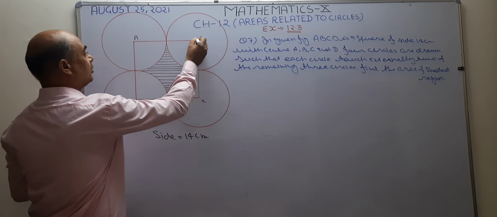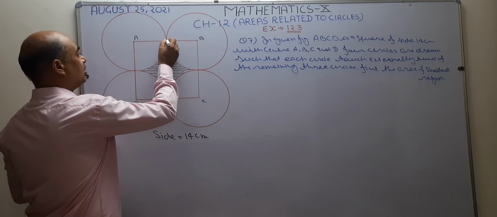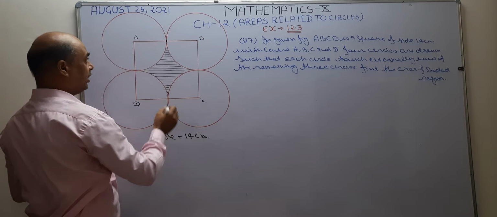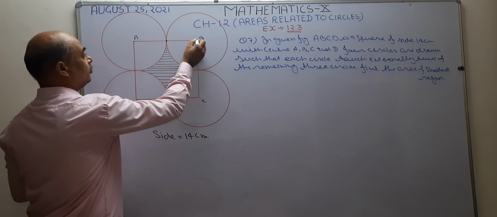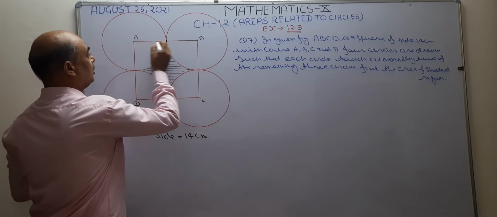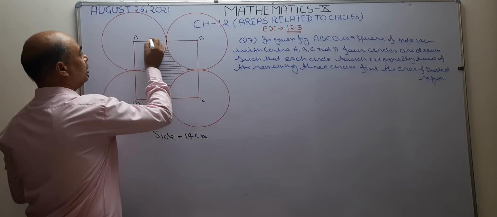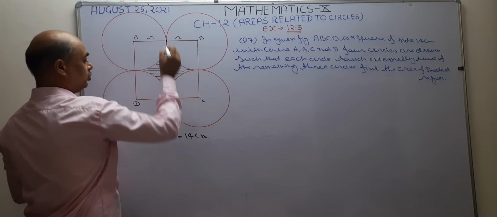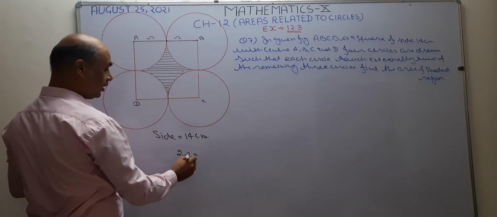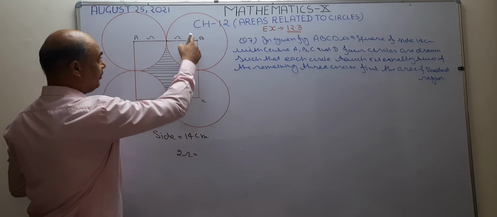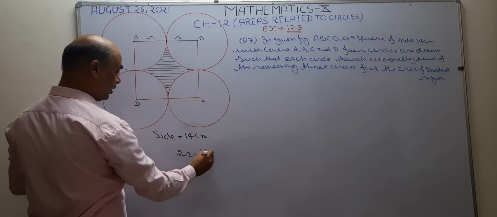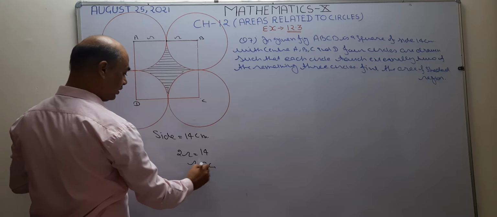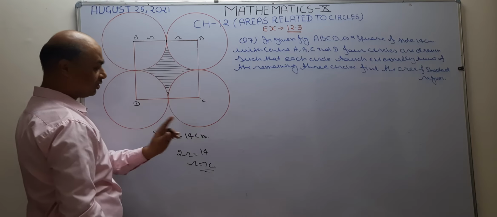Now, these are the centers of the circles, and these two circles touch each other. It means this is the radius from the center to the circumference. This is the radius R and R. So this becomes 2R, and 2R is given as 14 centimeter, since this is the whole side of 14 centimeter. So R becomes 7 centimeter. So the radius in this question becomes 7 centimeter.